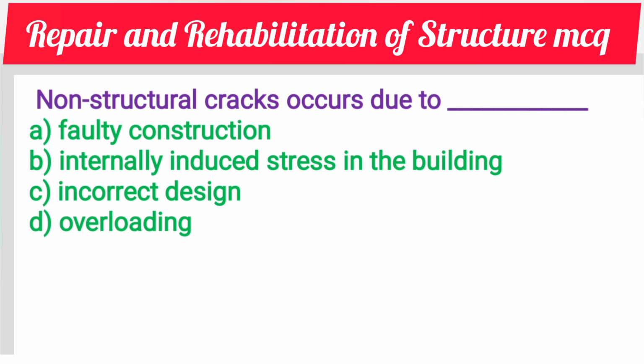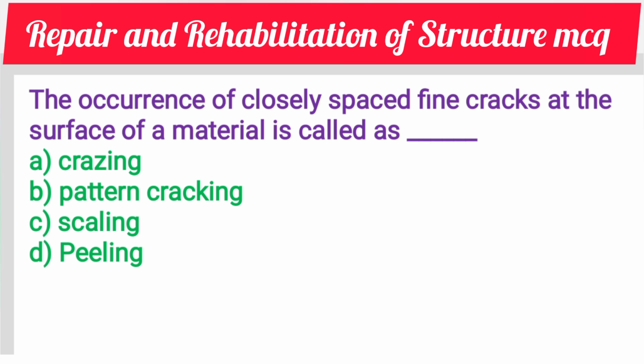Next question, non-structural cracks occur due to option A, faulty construction, option B, internally induced stress in the building, option C, incorrect design, option D, overloading. So the correct answer is option B, internally induced stress in the building. Next question, the occurrence of the closely spaced fine cracks at the surface of the material is called option A, crazing, option B, pattern cracking, option C, scaling, option D, peeling. So the correct answer is option A, crazing.